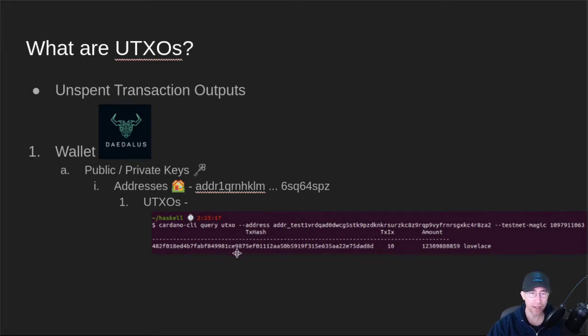And with this command down here, you can see we're querying the UTXOs on a given address on the testnet. You can see it's made up of a transaction hash, that's the transaction ID. You may have heard it called that in the explorers. And it also contains a transaction index. So the combination of those two, and then there should be an amount of Lovelace on that UTXO. So that's what that looks like.